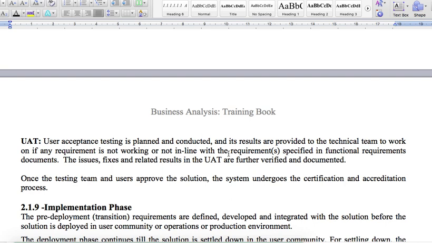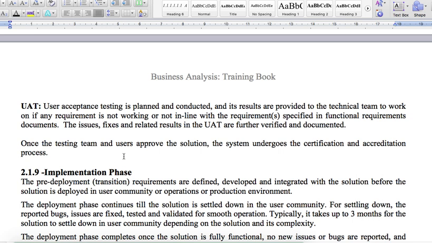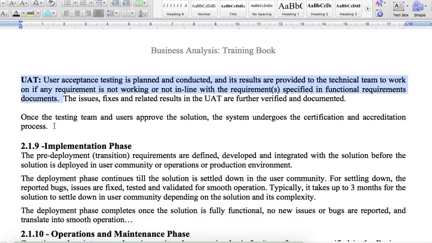But UAT, that is user acceptance test, is for users to test. So there the testing is slightly different. User acceptance testing is planned and conducted, and its results are provided to the technical team to work on if any requirement is not working or not in line with the requirements specified in the functional requirement document. This is important now. The issues, fixes and related results in the UAT are further verified and documented.